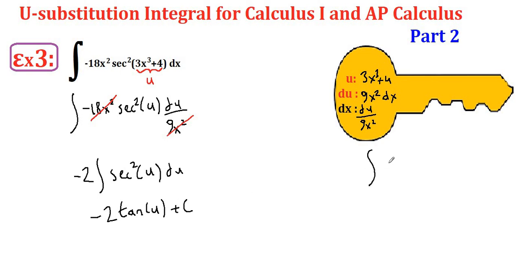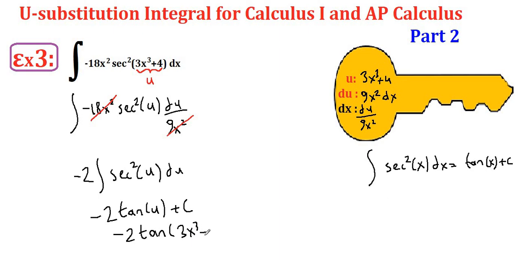So the integral of secant squared of u, or secant squared of x, whichever you prefer, is tangent x plus c. So in our case we have tangent of u. If you bring back, negative 2 tangent of 3x to the third plus 4 plus c.